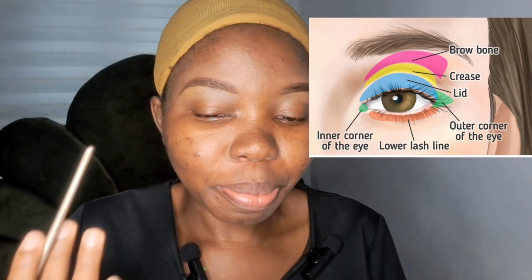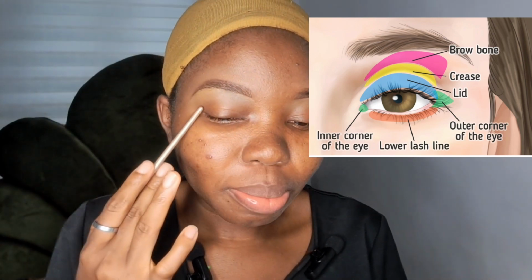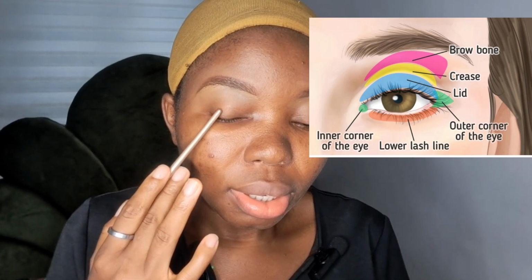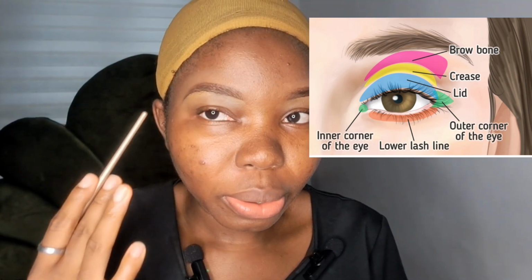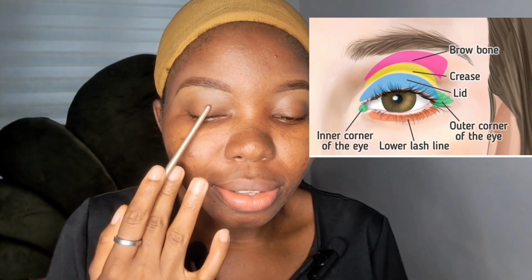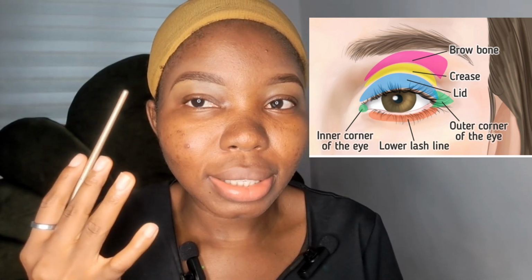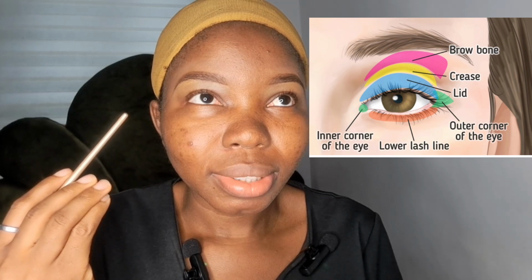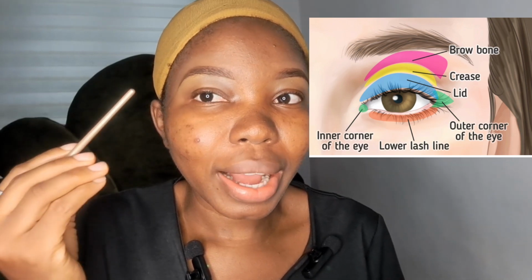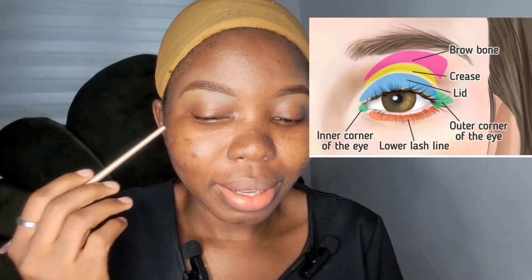When you want to do makeup, it is good to start from this side. This side you do darker colors. This side you do lighter colors. If you do darker colors here, it brings out your eyes. It accentuates your eye. It will bring out your eye well.